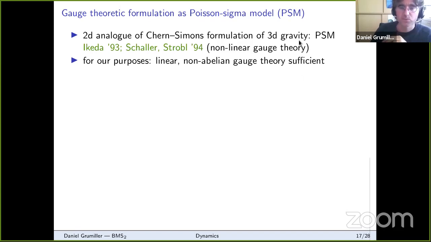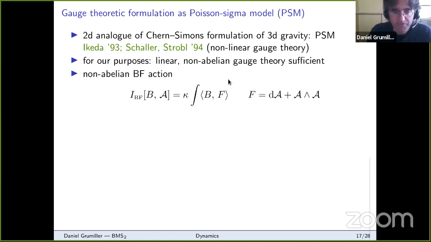But for our purposes, we don't have to go into this Poisson-Sigma model formulation. For our purposes, it turns out that a linear gauge theory version of this Poisson-Sigma model is sufficient. So we get linear but non-abelian gauge theory. So in that sense, it's even more closely related to Chern-Simons theory.